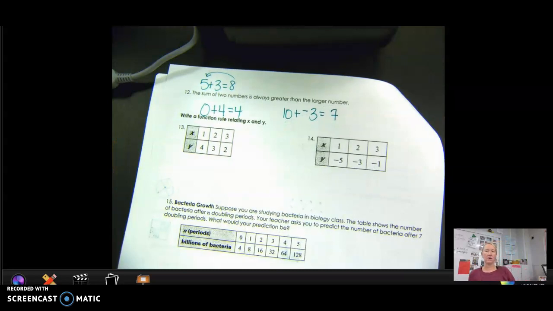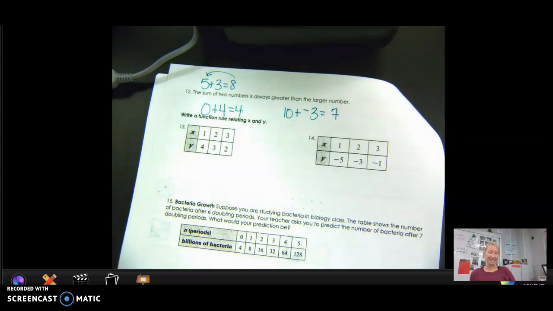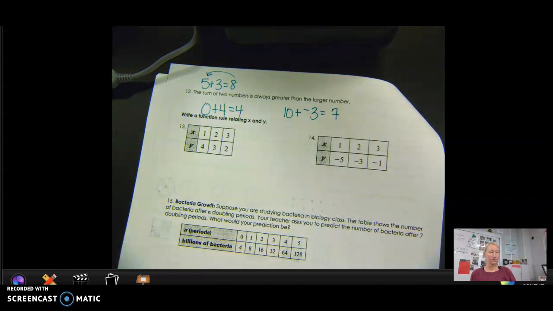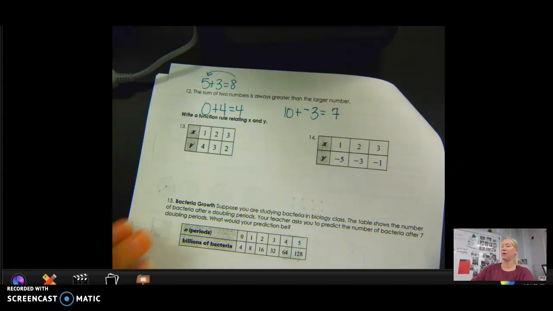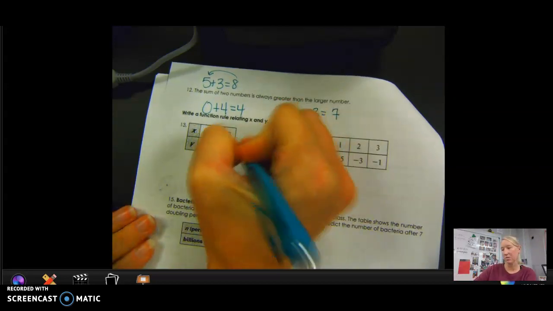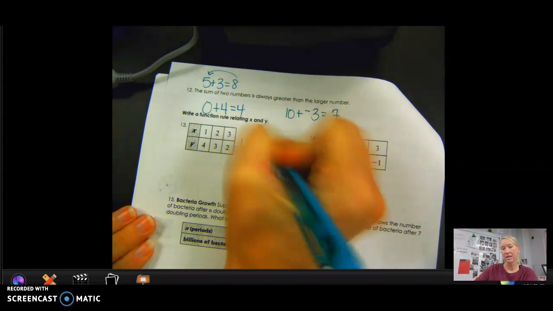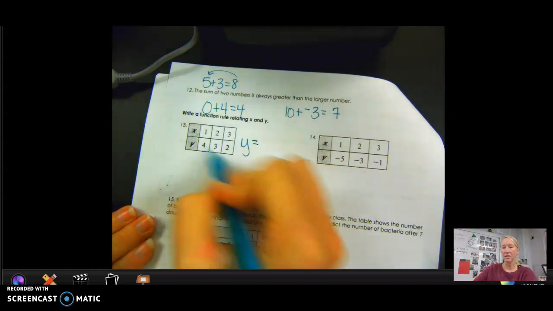It goes backwards, and so now I get an answer that's less than my original answer. Okay, on 13 and 14, I want you to write a function rule related to x and y. What that means is I want you to write a rule where y equals something that I do to x. So you talked about these in Algebra 1 in linear equations.